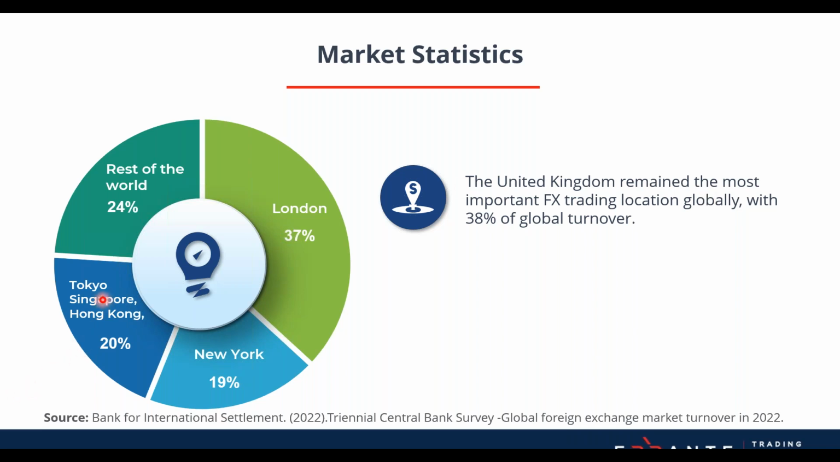Also, we have other notable locations. While the UK and the US dominate, financial hubs like Tokyo, Singapore, and Hong Kong also play crucial roles, especially in the Asian session. Understanding currency strength during specific sessions can offer an edge. For instance, the Japanese yen often sees increased activity during the Asian session.